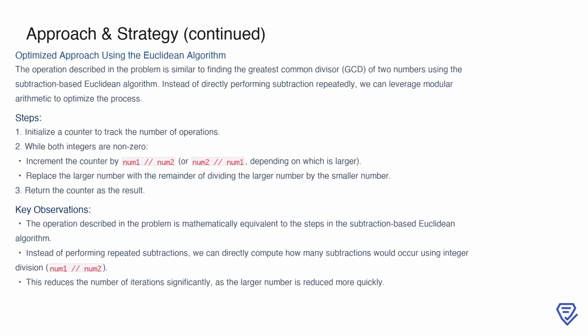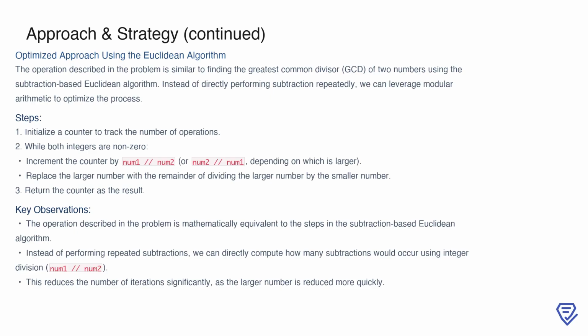To improve efficiency, we can use an optimized approach based on the Euclidean algorithm. The problem's operation of repeatedly subtracting the smaller number from the larger can be reformulated using modular arithmetic. This optimization allows us to reduce the larger number more quickly.